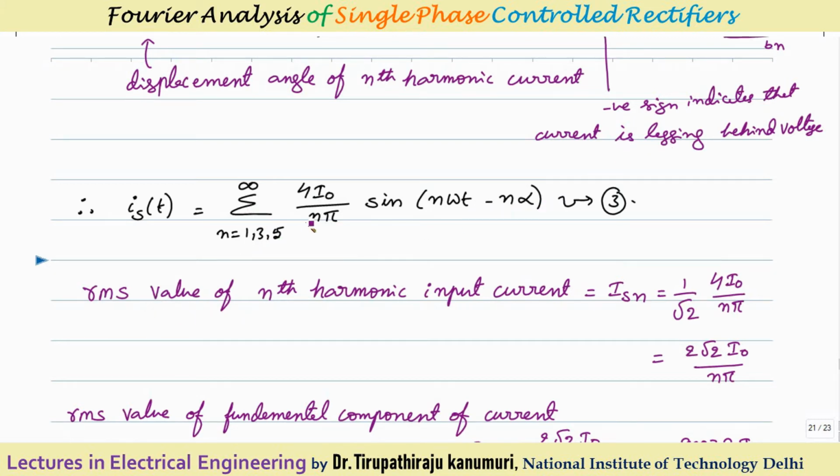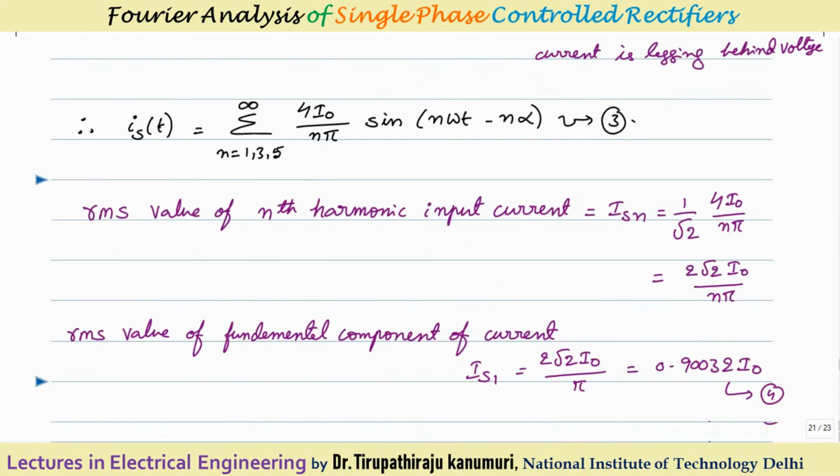Now the RMS value, because this is nothing but I maximum sine of something. The RMS value of any harmonic component will be equal to the maximum value by root 2. So this will be 1 by root 2 times 4 times I naught by n pi. This will be 2 root 2 I naught by n pi. Up to here it is clear to you.